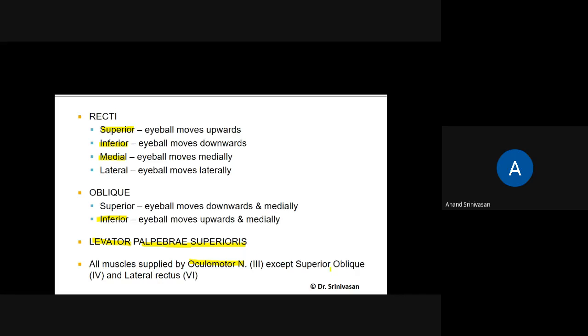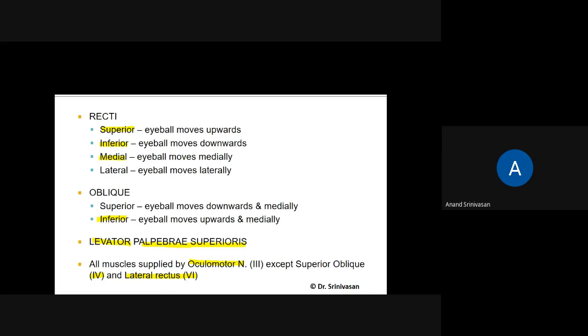Except for the superior oblique. The superior oblique is supplied by the fourth cranial nerve. What is the fourth cranial nerve? The trochlear nerve. And the lateral rectus is supplied by the sixth nerve. What is the sixth nerve? The abducent nerve.